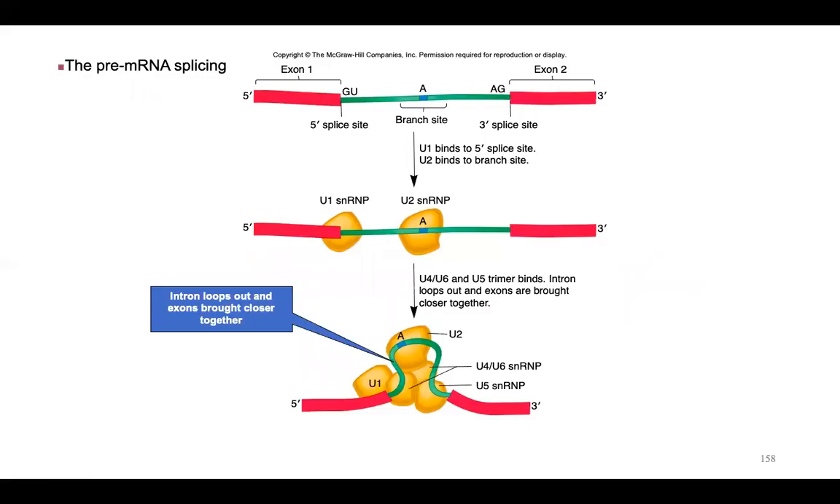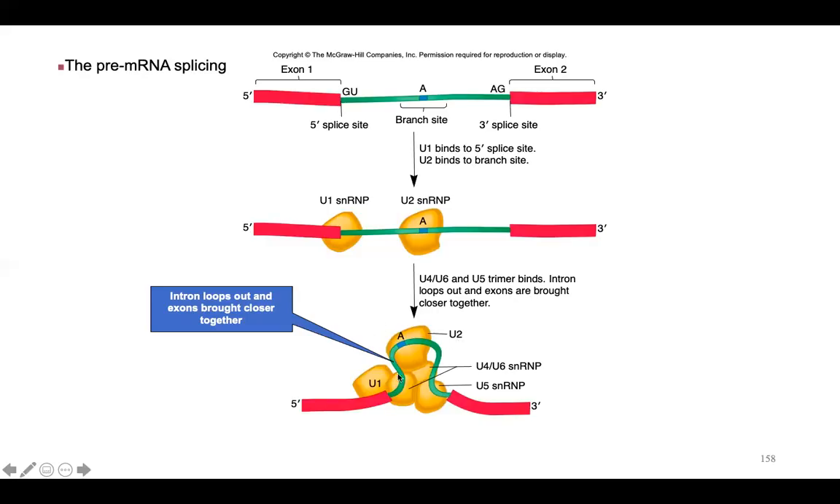So in the process of pre-mRNA splicing using the spliceosome, we have this 5' splice site and this 3' splice site. In the process, U1 of the spliceosome, this is actually a subunit of a spliceosome, U1 snRNP binds to the 5' splice site. U2 binds to the branch site. Okay? And the U4, U6, and U5 trimers bind after the binding of the U2 snRNP. And the intron loops out of the exons and they are brought closer together.